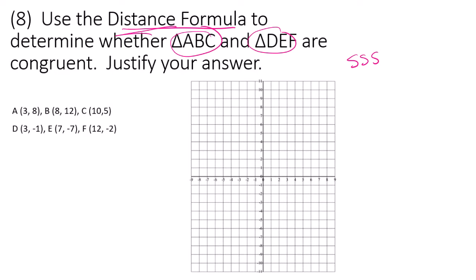For me, I like to see the visuals, so I'm going to graph ABC. So A is (3, 8), B is (8, 12), which is up here, and then C is (10, 5). So (10, 5) is right about here, right? So there's ABC.